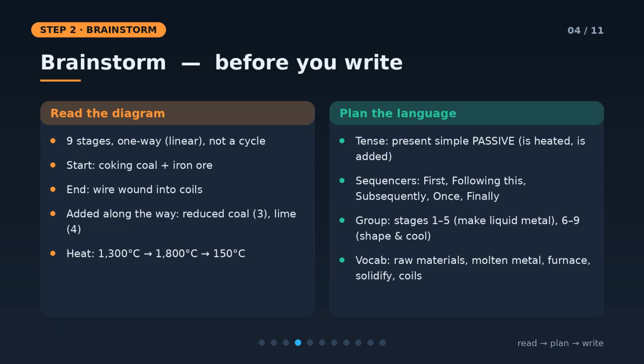Now brainstorm before you write. On the left, read the diagram: 9 stages, one way, a linear process, not a cycle. It starts with coking coal and iron ore and ends with wire wound into coils. Reduced coal and lime are added along the way. On the right, plan the language. The tense is the present simple, passive: is heated, is added. Prepare your sequencers and group the stages into 2 halves. Stages 1 to 5 make the liquid metal, stages 6 to 9 shape and cool it.